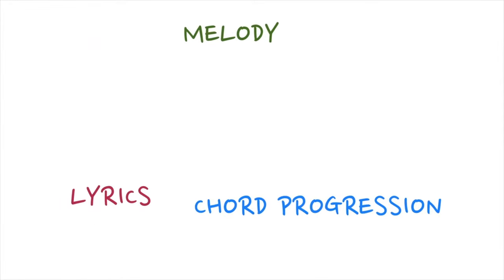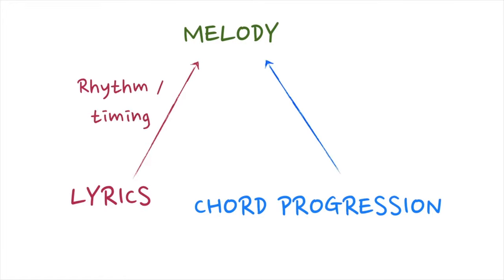We write the melody last because melody relies both on the lyrics to guide its rhythm and on the chords to guide its notes and pitches. So if you're a beginner songwriter, this can be the easiest way to start.